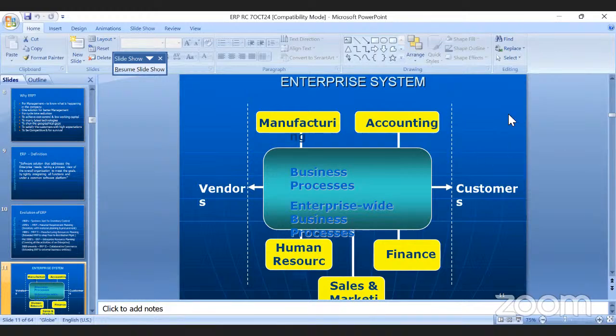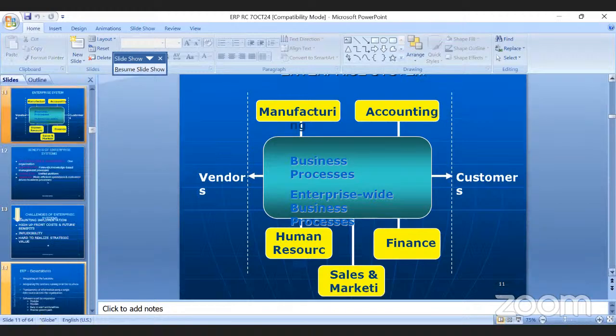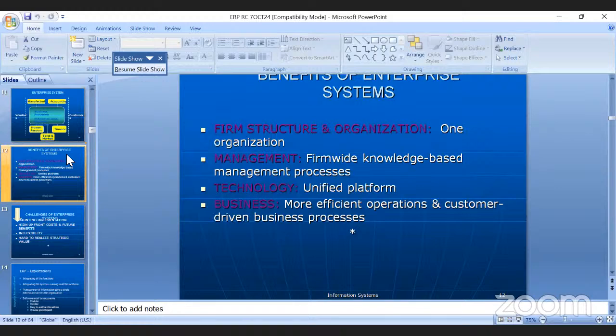Whatever the system, before implementing, the change has to take place in an organization. System implementation in an organization is called planned change. Planned change in an organization may involve firm structure and organization, management, technology and businesses, for more efficient operation and being customer driven. Finally, the customer is the king. Whatever you are doing is to get the same share of the customer and the same money, which all the companies are trying to get.